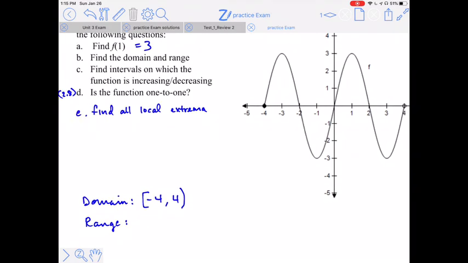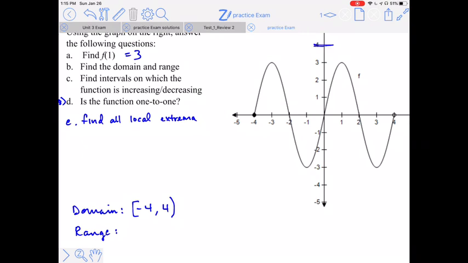We can find range using a similar way, but just along the y-axis. 4, for example, on the y-axis, there aren't any points on the graph that have a y value of 4, so 4 is not in the range. Same as -4, there aren't any values on the graph that would have a y value of -4, but 3, that seems to be the highest value on the y-axis that's in the range, and then here -3, that seems to be the lowest value.